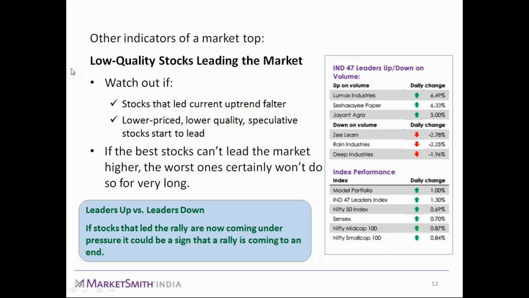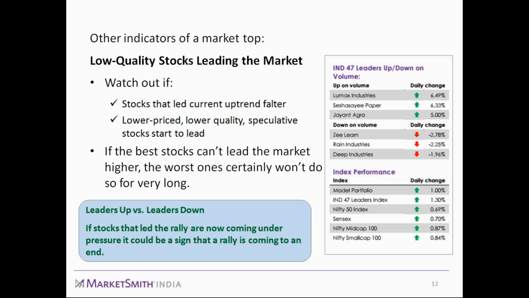So we mentioned briefly before low quality stocks leading the market. You can see this in our MarketSmith application as well. You can see the leaders up on volume and leaders down on volume. So this is telling you what stocks are moving up on high volume, what stocks are moving down on low volume.